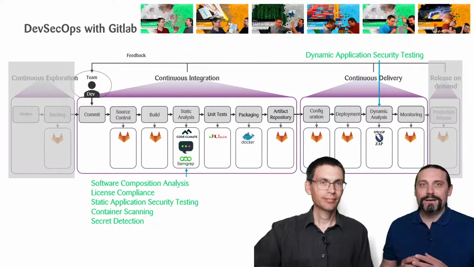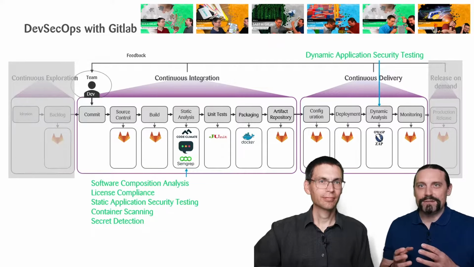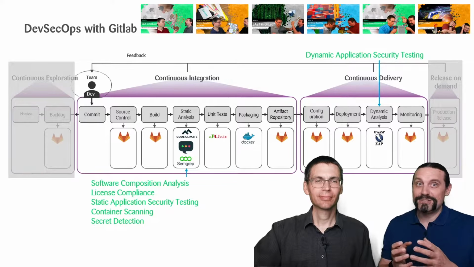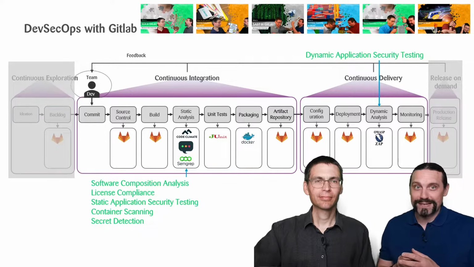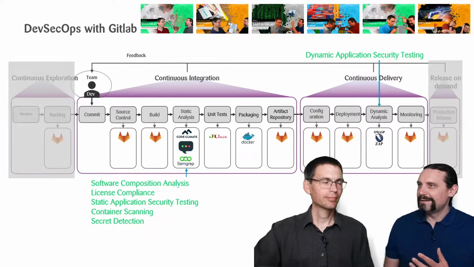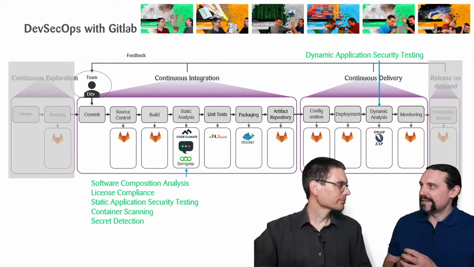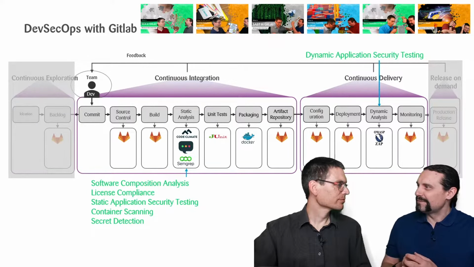As you can see, we have now introduced into our DevSecOps pipeline quite a lot of tools. And all of these tools, they are generating quite a lot of vulnerability findings. And now the question is how to manage all of these vulnerability findings. Hey, Paddy, now we have all of these vulnerability findings and we need to manage them. What has GitLab to offer?